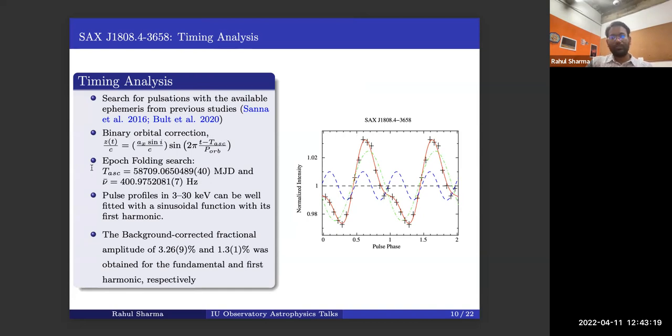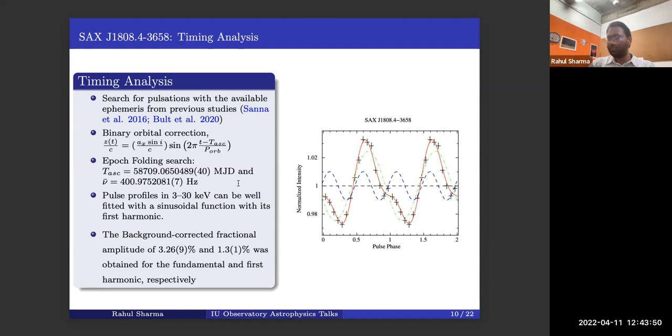By correcting the ascending node and searching for the pulsation, we had two parameters to change: the ascending node and the spin period. By searching in a two-dimensional grid, we found the ascending node and a very strong coherent 401 Hertz pulsation at this frequency. This is the correct period after correcting for the binary motion. After that, we created the pulse profile of this source to see how the pulse behaves.